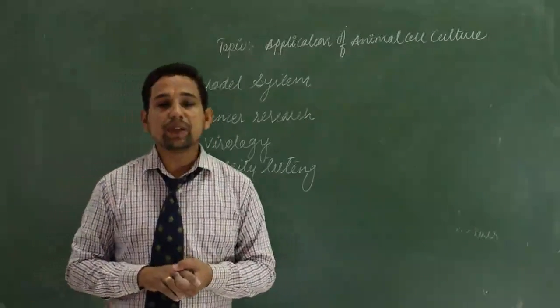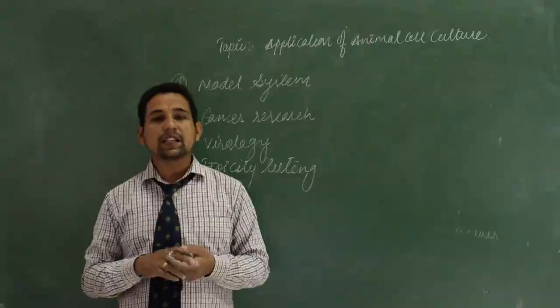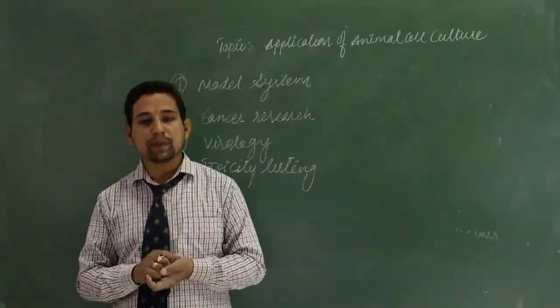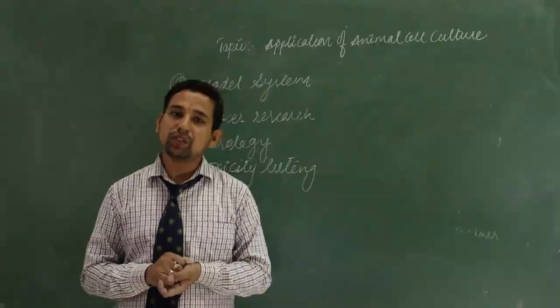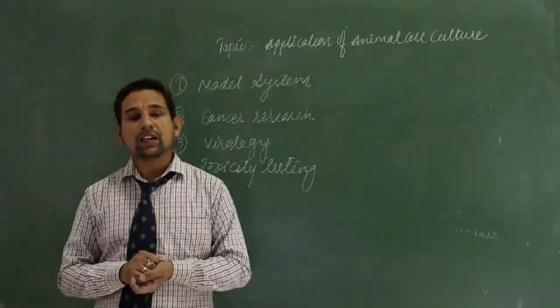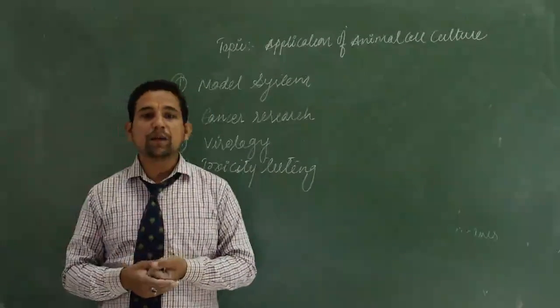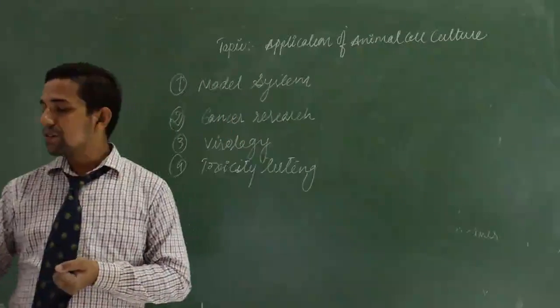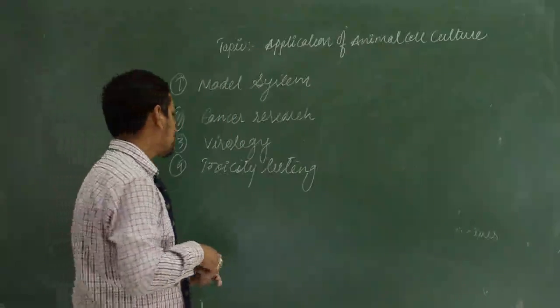Cultured animal cells are also used to determine the maximum permissible doses of new drugs. So by applying animal cell culture, we find out the permissible doses of new drugs. Now come to the next area, that is vaccine production.